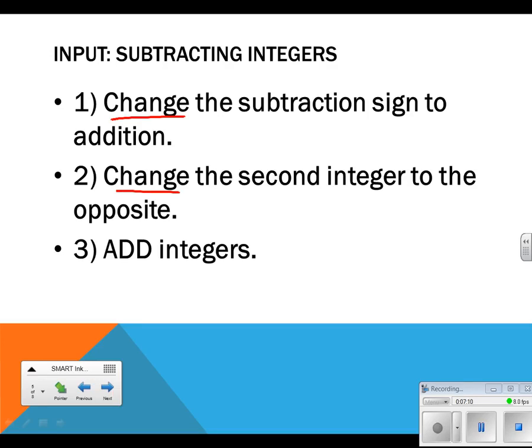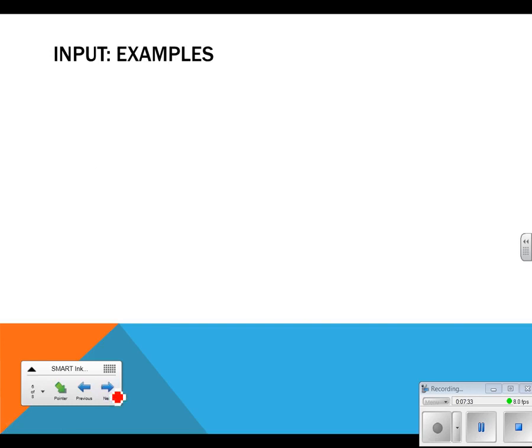So when we're subtracting and we have positives and negatives, we can always make those problems addition problems by making those two changes. Change the subtraction sign to addition and change the second integer to the opposite. Well, once we do that, it is an addition problem and we follow the rules we previously wrote down for adding integers. So, 10 minus 17.